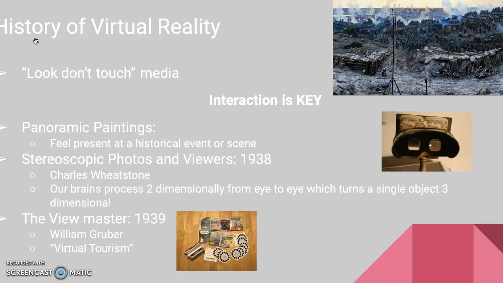Throughout the history of virtual reality, they wanted to create a look, don't touch media. They wanted to do this through interaction, and it started out through panoramic paintings. Panoramic paintings are seen like the panoramic mode on your phone when you take a photo. It essentially wanted you to create a larger scene or make you feel more present at this event that you were at or in a scene.